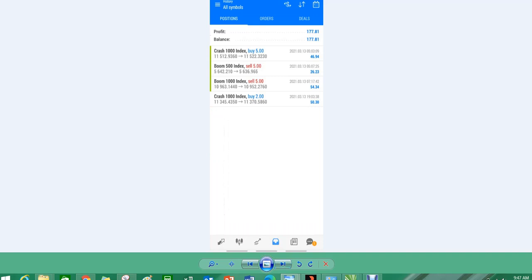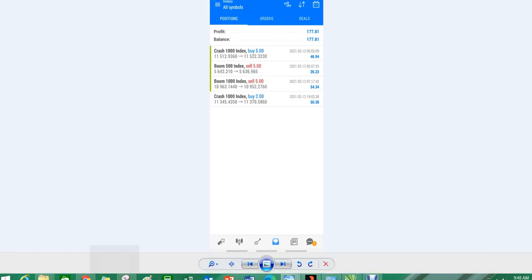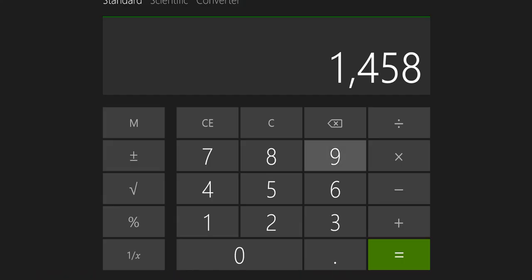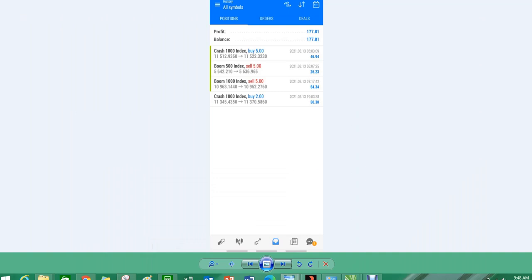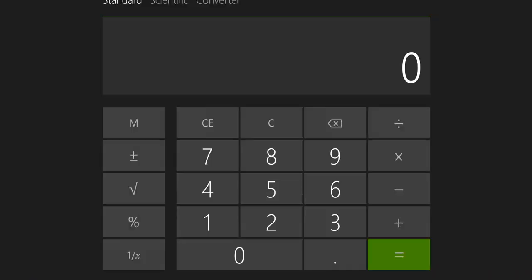Okay, you can see this is a result from another person. This person actually took a very long trade for Crash. He bought Crash with 5.0 and made $46. That's Crash 1000. I want to know the number of minutes spent in the market so that you guys will understand what we are talking about. He actually made how much? $46.94, and he's trading Crash 1000.